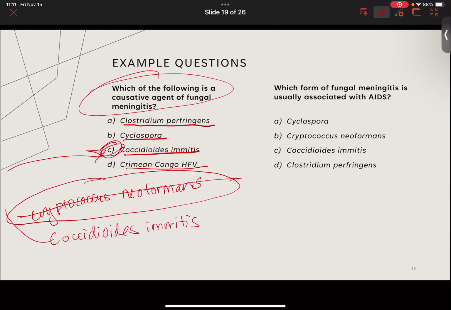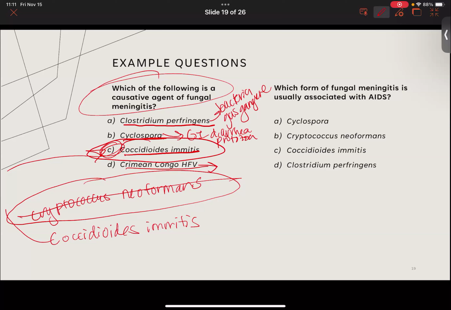All right, Clostridium perfringens. This is a bacterium, causes gas gangrene. Cyclospora is not associated with our meningitis. This one is a GI diarrhea that is associated with, this is a protozoa. That's what I'm trying to say. This is our answer.